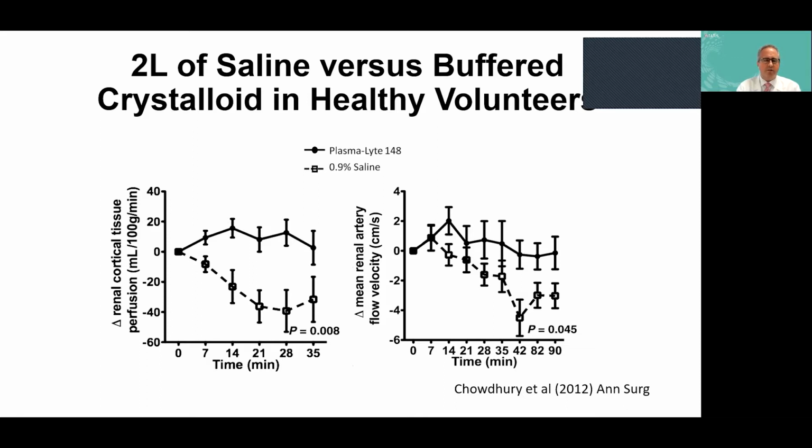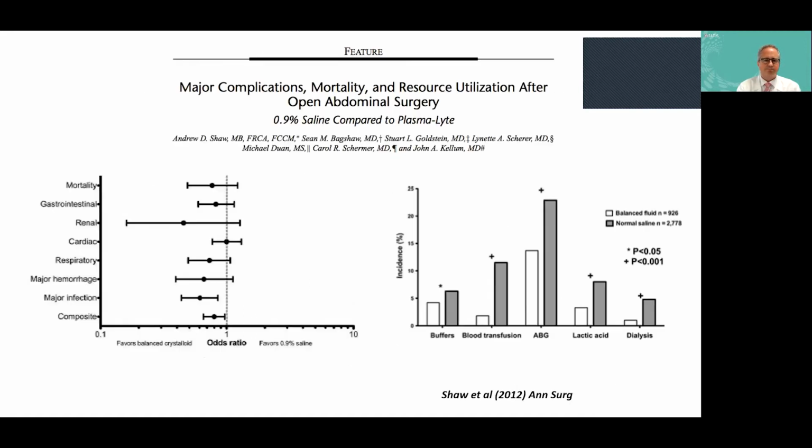So if that happens in healthy volunteer kidneys, one shudders to think what happens in the kidneys of older patients, particularly those with some severe comorbid disease.